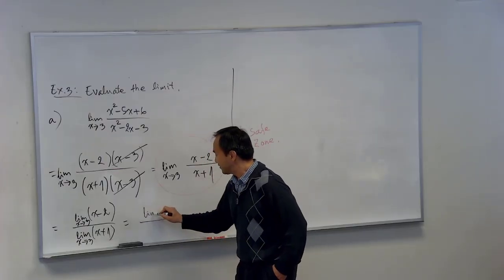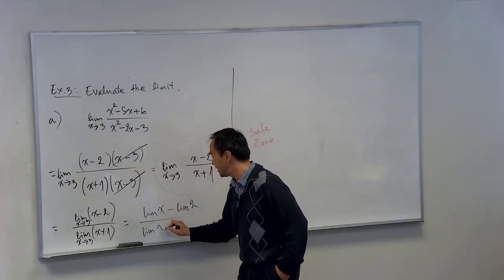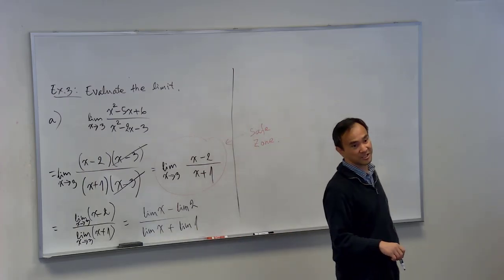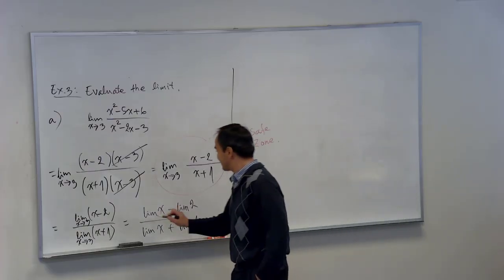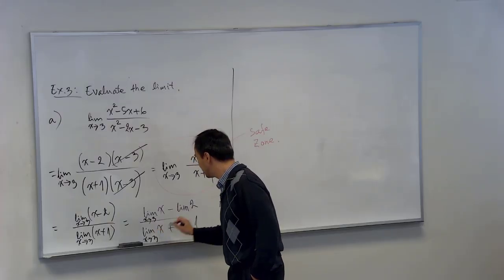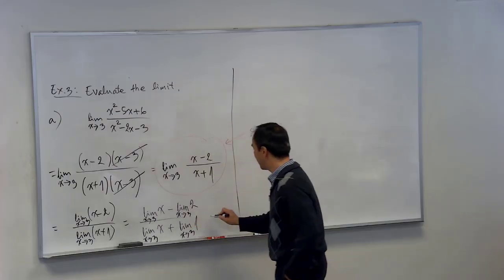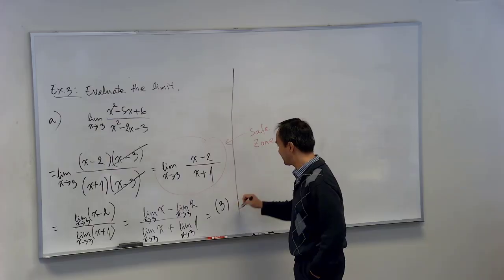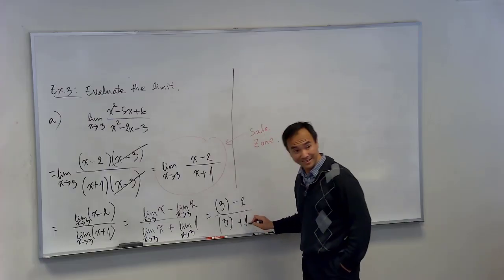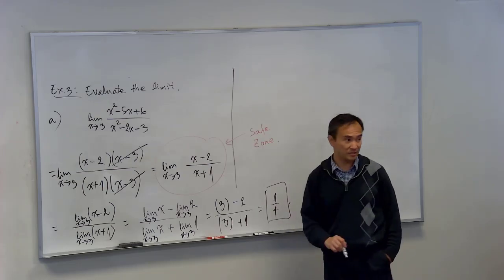Okay. So now two separate limits. Limit for x, limit for 2, and limit for x, and limit for 1. I can bring up multiple laws in one step like that. So now it comes out clearly 3 minus 2 over 3 plus 1, and the answer comes out simply to be 1/4. So we have found an answer for that.